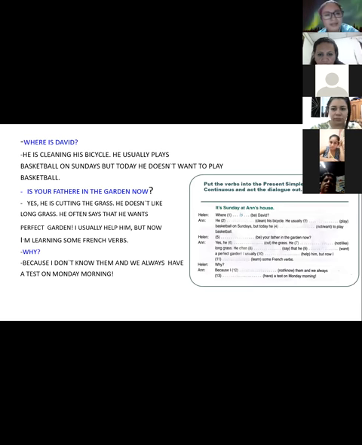Is your father in the garden now? Yes, he's cutting the grass. He doesn't like long grass. He often says the that he wants. Wait. ¿Cómo dijimos que íbamos a decir ese verbo? He often says. Correct. Says. Otra vez. He often says that he wants a perfect garden.